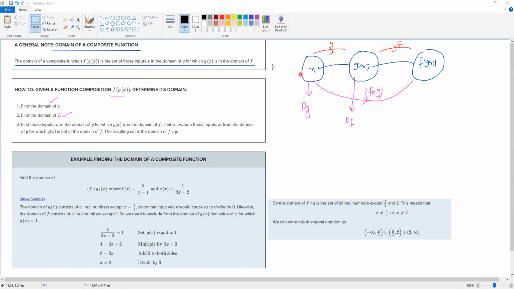OK. So for example, here's a simple example, look. This is just for your general information. Many times they will ask you to find the domain and range of other functions. So anyway, see this. Here, look at a function f(x). f(x) is 5 divided by x minus 1.